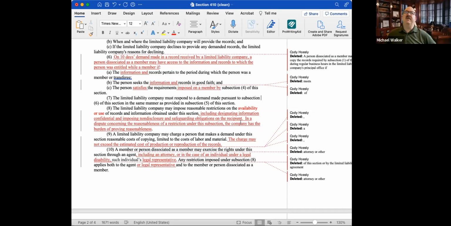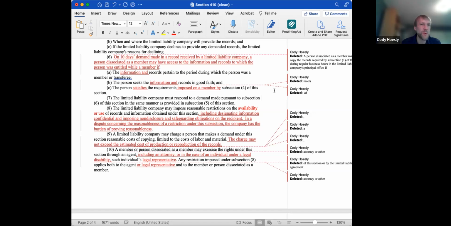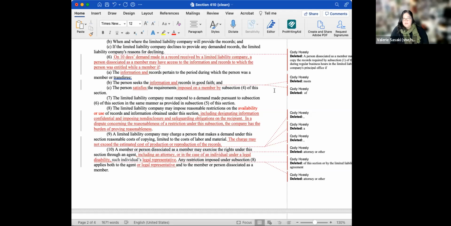Where have we landed with 8? Because it's up on the screen. I have fingers in too many places here. Well, there's two 8s. There's 410.8 that we're looking at on the screen, and then there's 105C8. Oh, that's true. Yeah.